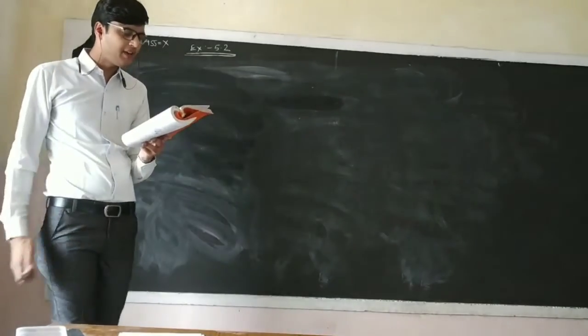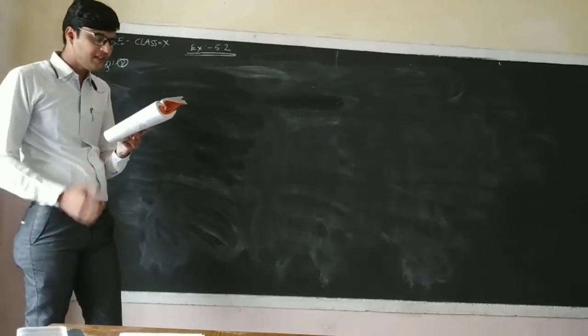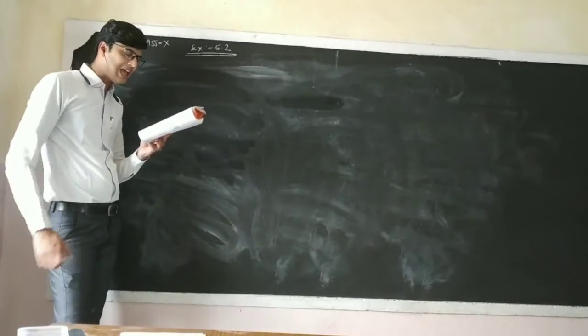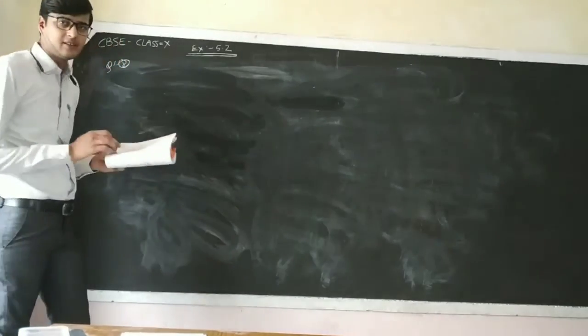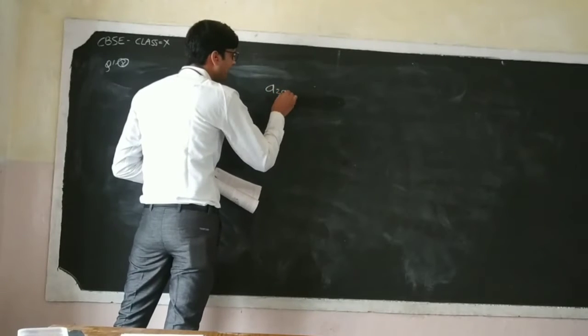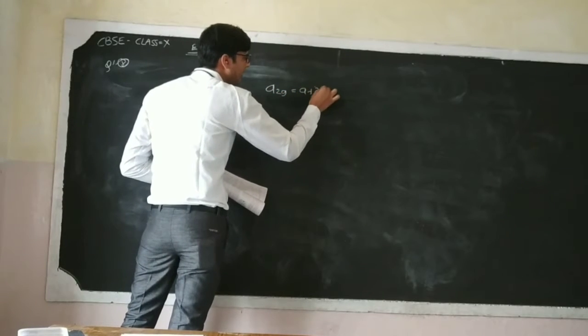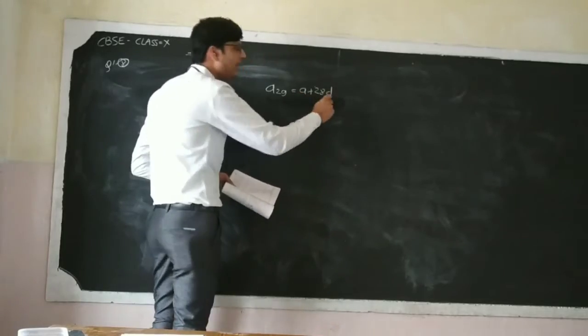Now question number 8: an AP consists of 50 terms, of which the third term is 12 and the last term is 106. Find the 29th term. Same as question number 7. To find the 29th term we write a plus 28d, so we need the values of a and d.